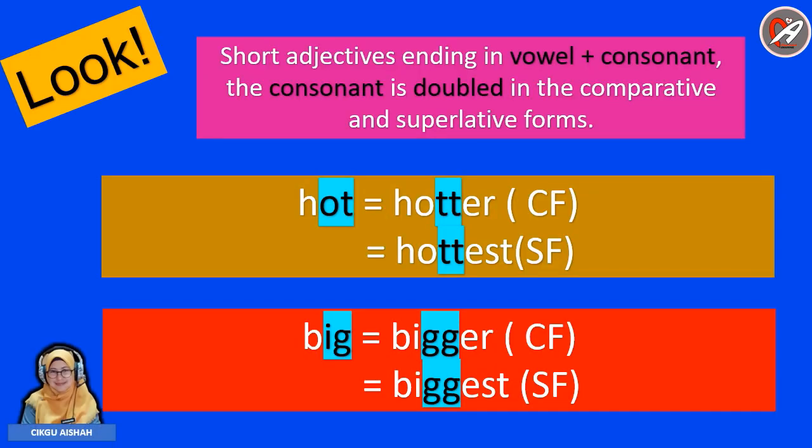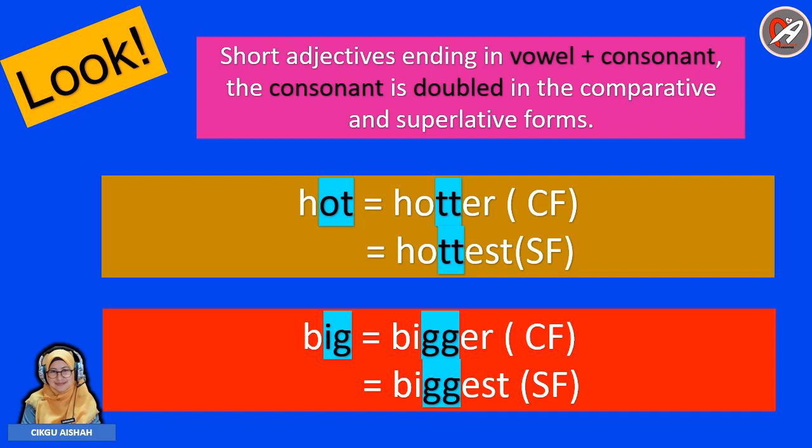Now let's look at the spelling rules for the comparative and superlative. For short adjectives ending in vowel and consonant, the consonant is doubled, whether in the comparative or superlative forms. For example, hot. The vowel here is O and the consonant is T. So in the comparative and superlative forms, you double the consonant, which is T. So you spell H-O-T-T-E-R, hotter, or H-O-T-T-E-S-T, hottest, for superlative form.